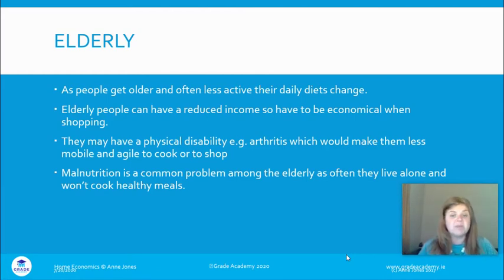They may have a physical disability such as arthritis, which would make them less mobile and agile to cook or to shop. So therefore, it's important that they get the support that's needed at home, and there are various gadgets available that can really help with the physical aspect of cooking and being able to chop vegetables, turn on the taps, etc. Malnutrition is a common problem among the elderly, as often they live alone and won't cook healthy meals. And this obviously can have a huge impact on their overall mental health and well-being as well. And so things like Meals on Wheels, which is a charity which goes around and provides healthy, balanced meals to the elderly in a locality, is a huge resource.